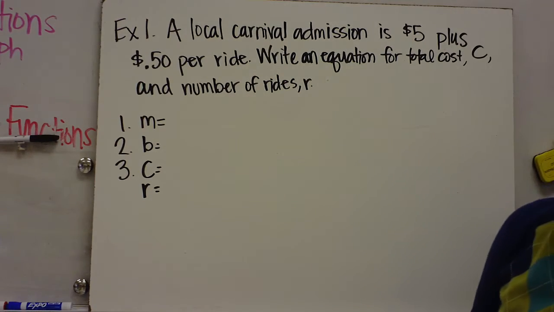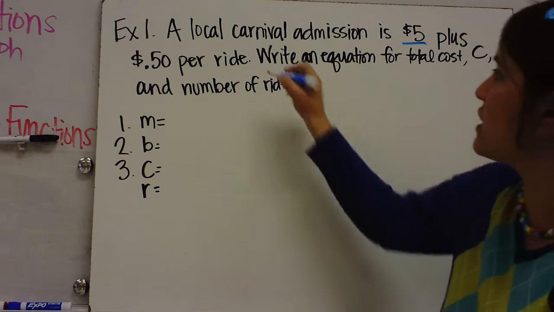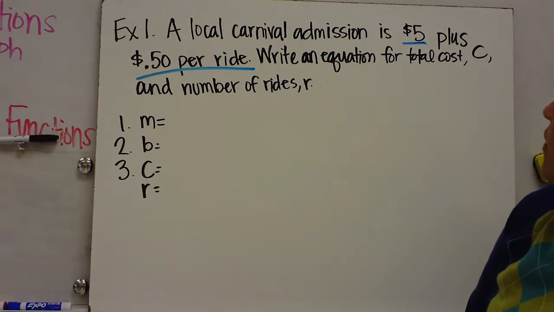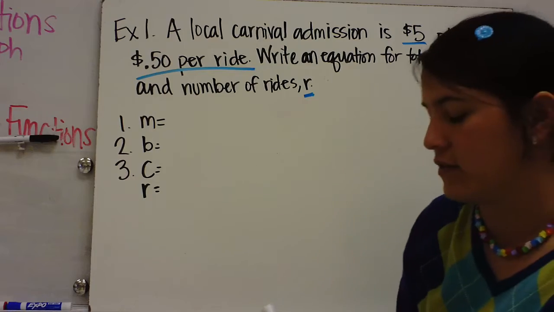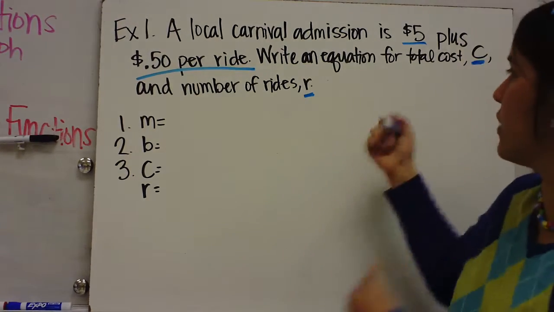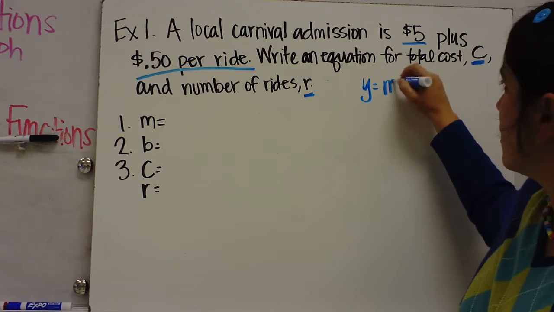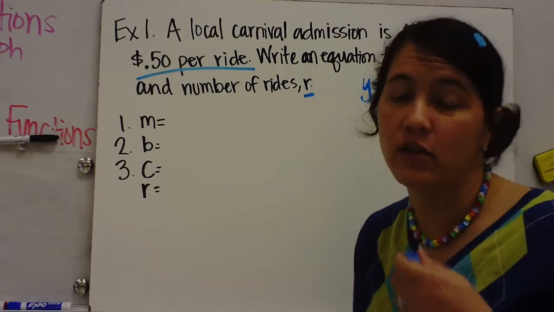Alright, so example 1, copy this down. A local carnival admission is $5 plus 50 cents per ride. Write an equation for the total cost C and the number of rides R. So our goal is to write an equation. So let me start with y equals mx plus b, or y equals b plus mx.